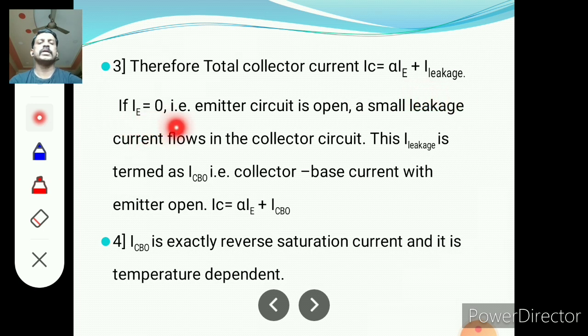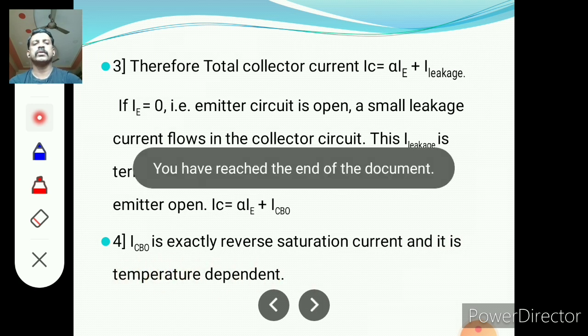If IE equals 0, that is the emitter is open, a small leakage current flows in the collector circuit. This I leakage is termed ICBO, that is collector base current with emitter open, and so IC equals alpha IE plus ICBO. ICBO is exactly the reverse saturation current and it is temperature dependent. Thank you.